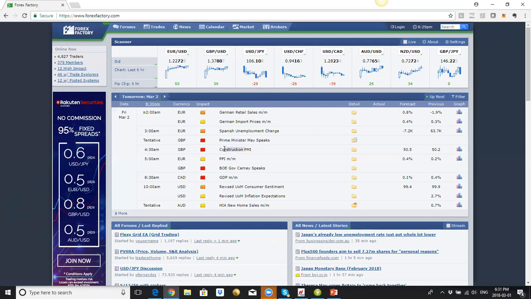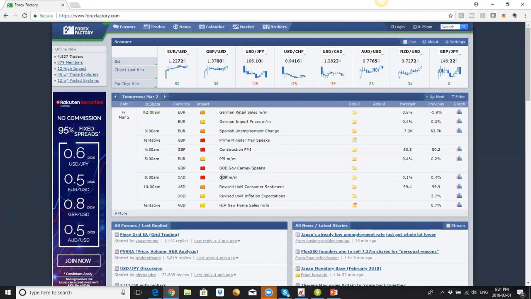And then we also have construction PMI numbers. These are leading indicators leading into retail sales. So this will be important. And we have Bank of England Governor Carney speaking. So a lot of stuff going on for the British pound. So do expect volatility for that.